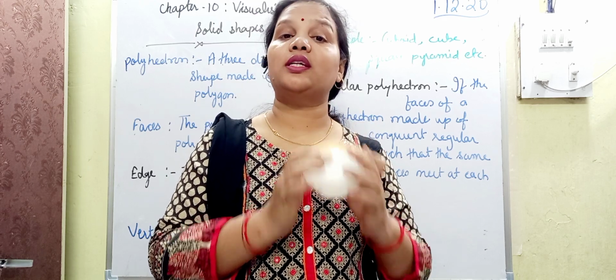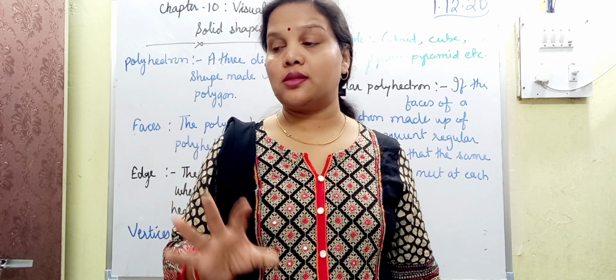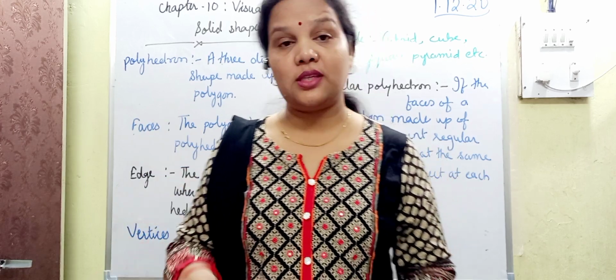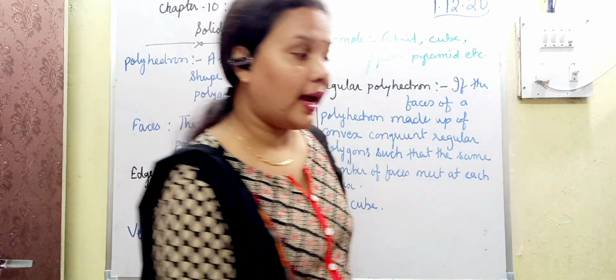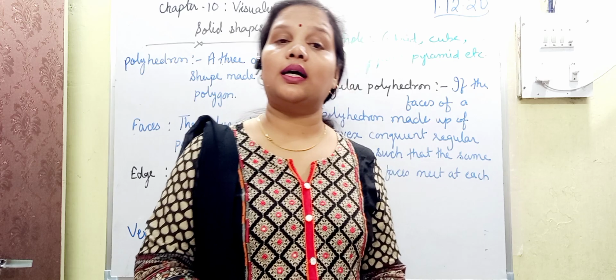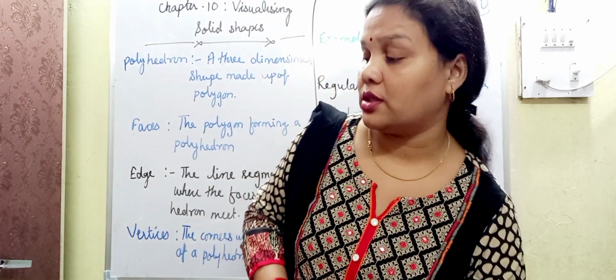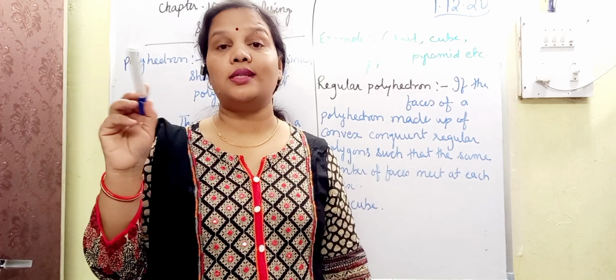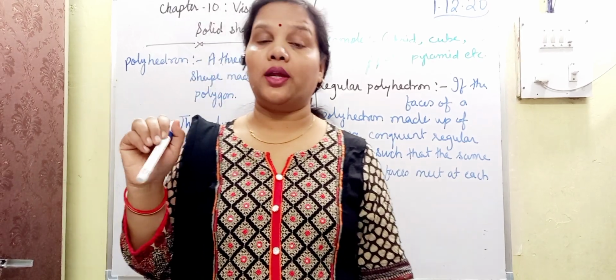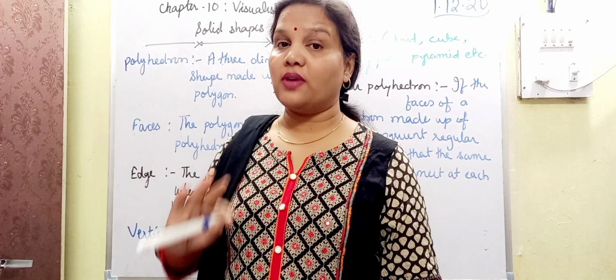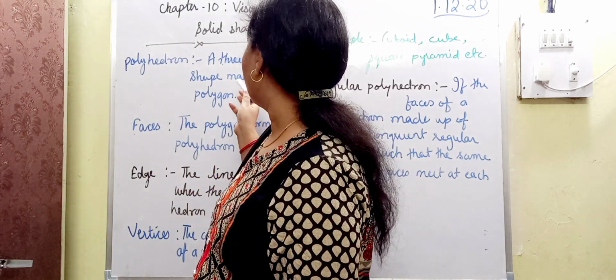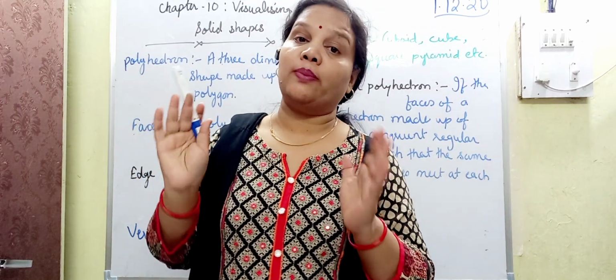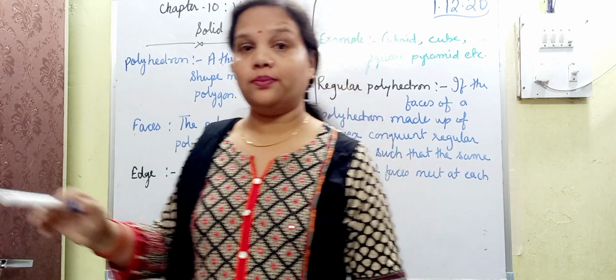For a polyhedron, it is very important that its faces should be polygons. And glass bottles, all these are not polyhedrons. Why? Because their surfaces, their sides, are not polygons. For a polyhedron, it is very important that its shape is basically made up of polygons.